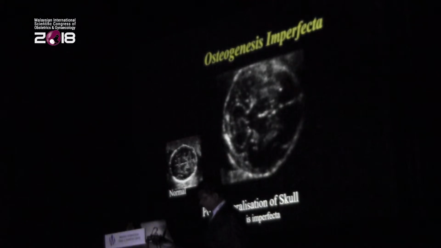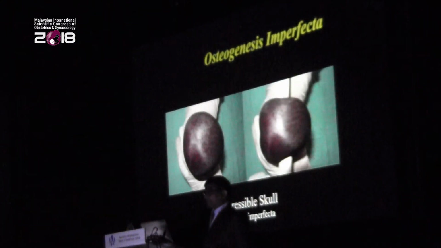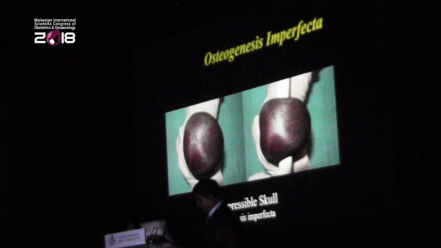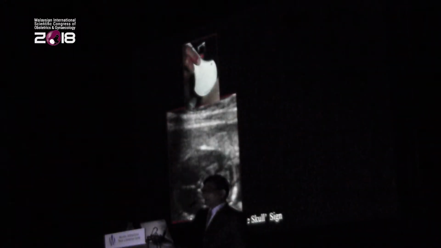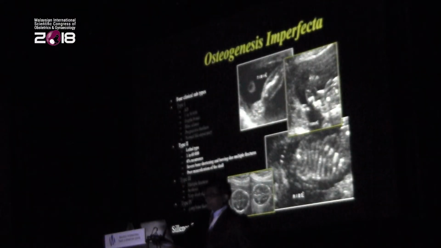Now, we need to recognize that because of this, the skull actually appears to be soft and is compressible. So here you have a fetus with osteogenesis imperfecta, where you can see the compressibility of the skull. I can assure you the fetus was not harmed in the making of this slide because the baby had actually demised. Now, while on board, you can actually perform what is called the compressible skull sign. When you push the ultrasound probe downwards, you can see that the bone appears to be malleable in a sense.